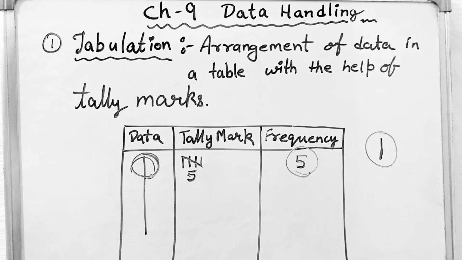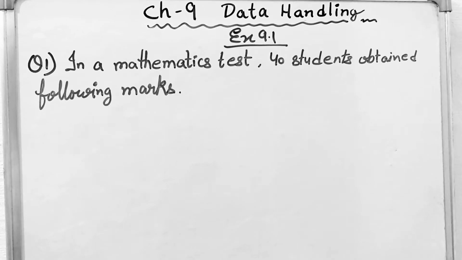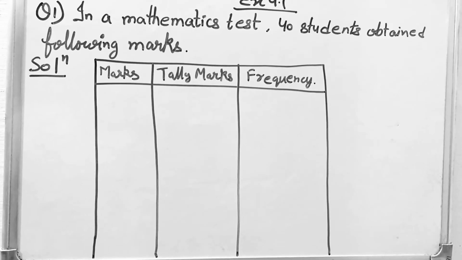Now let us understand better with the help of an example. Let us solve the first question of our exercise 9.1. Question number 1 is, in a mathematics test, the following marks were obtained by 40 students. There is a box of marks obtained by 40 students given in your book. You can take that data from there. I am not writing it on the board. And then they are saying, arrange these marks in a table using tally marks.